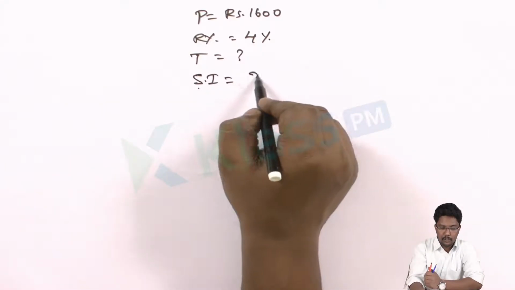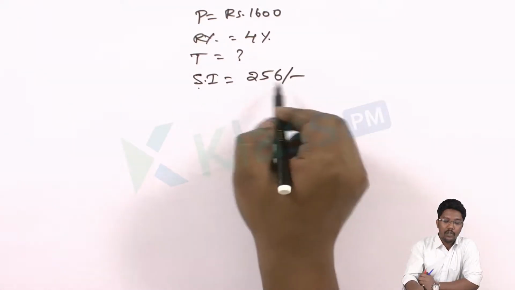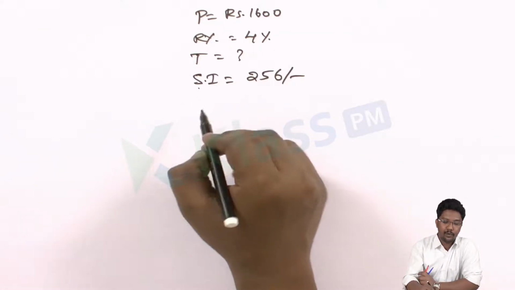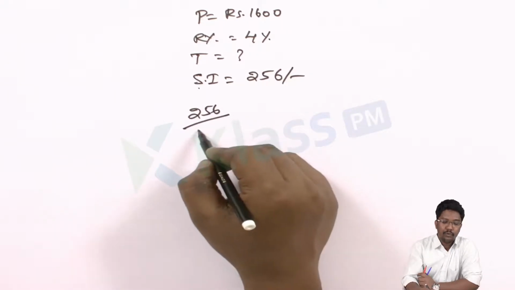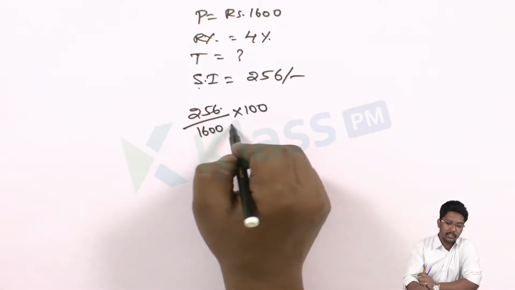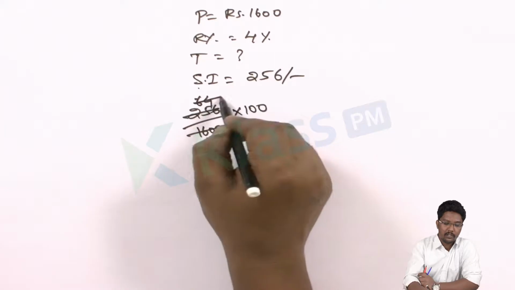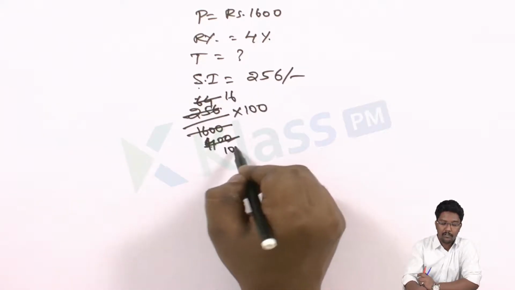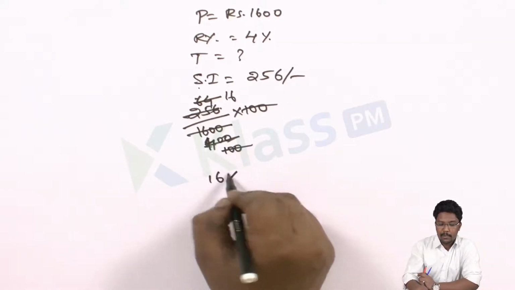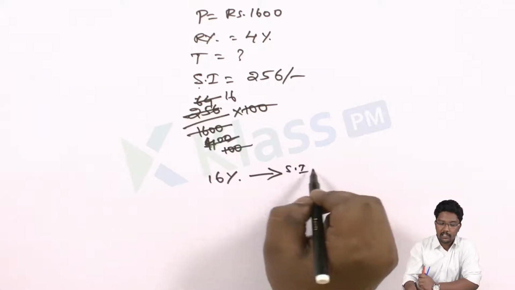Simple interest is 256 rupees. Here I am calculating only the rate of interest, total for the 4 years. 256 by 1600 is what percentage? It is 16% total. Okay, 16% is the simple interest.